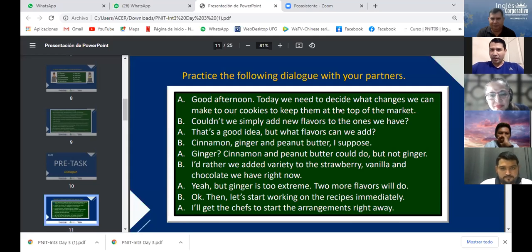I'd rather we added variety to the strawberry, vanilla, and chocolate we have right now. Yeah, but ginger is too strong. Two more flavors will do. Okay, then let's start working on the recipe immediately. I'll get the chef to start the arrangement right away. And now, do you prefer to repeat the chain, the layers, or is it not for the discussion?